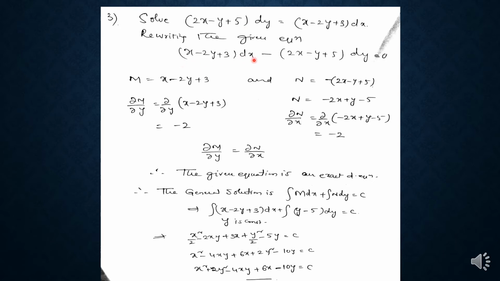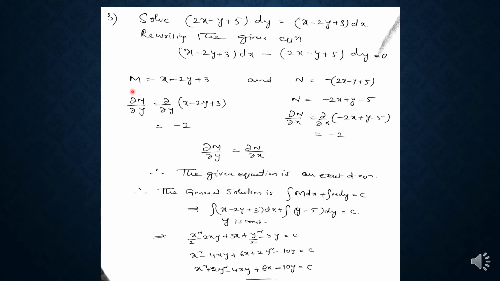Now this is in the form of M dx plus N dy is equal to 0, where M is equal to x minus 2y plus 3 and N is equal to minus of (2x minus y plus 5). If we have a minus in M dx plus N dy, then we should take N along with the minus. So N is equal to minus 2x plus y minus 5. So that is N. Now we will check whether it is in exact form or not.